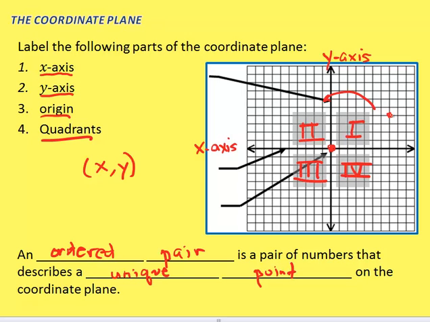So this one would be going to the right from 0, 1, 2, 3, 4, 5, 6, 7 spaces to the right, so the x would be 7. And the y would be up 1, 2, 3, 4, so 4 for the y. So this point right here is (7, 4). Alright, let's do some practice.